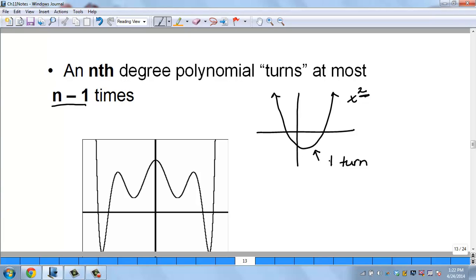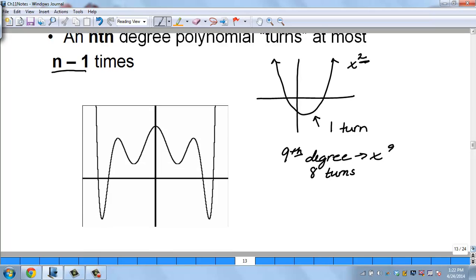Okay? So if I had a 9th degree polynomial, which means my highest power is like x to the 9th, I would have up to 8 turns in my graph. If it was an 8th degree polynomial, I would have 7 turns. Get the idea? So I don't really want you to memorize this. I would just think of a parabola, say, okay, it has 1 turn, has a power of 2. So then you'll remember your turns are 1 less than the power.